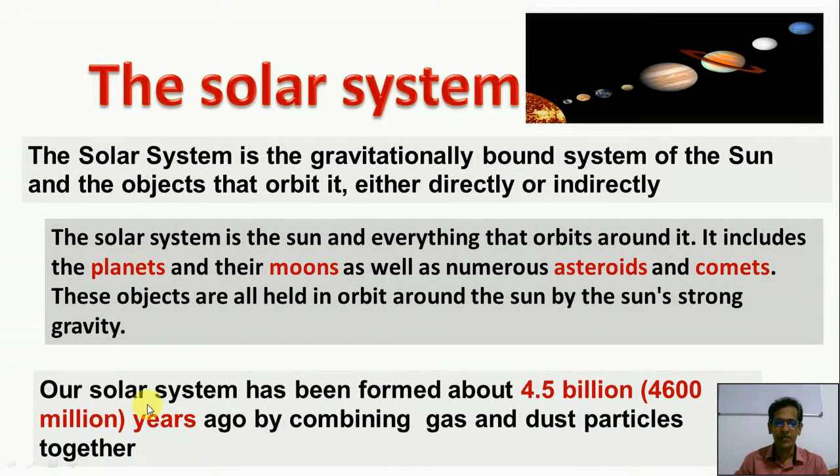Right? Our solar system has been formed about 4.5 billion years ago by combining gas and dust particles together.